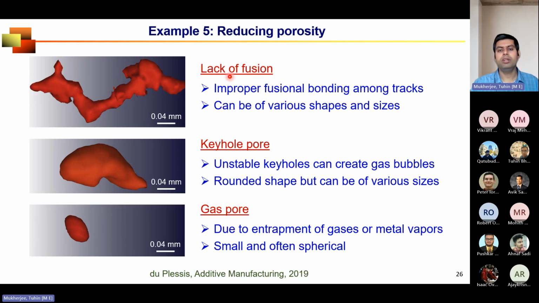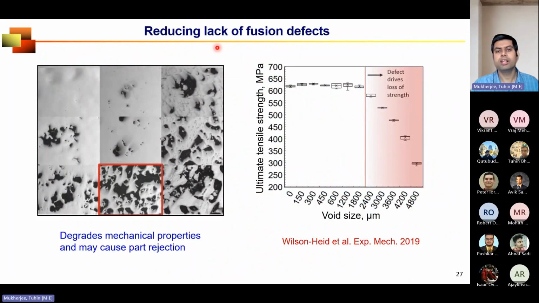So now we know these are the three types of porosities. I am going to talk about lack of fusion and gas pore, because keyhole porosity can only happen if you perform additive manufacturing in the keyhole regime. So I am not going to talk about this. I am focusing on the first and third type. Lack of fusion, the first type of defect.